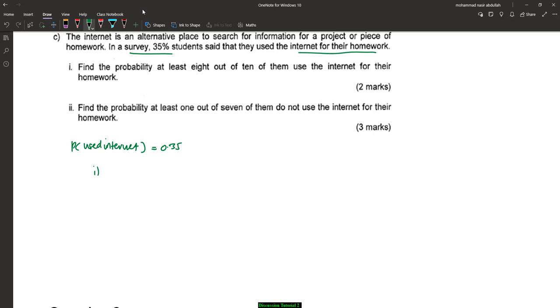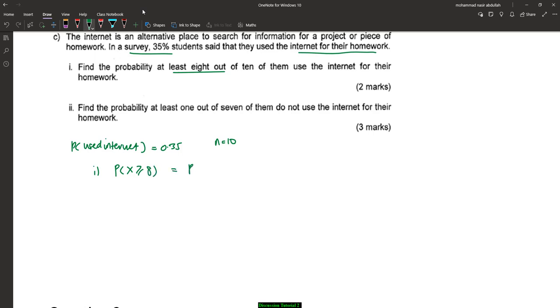So number 1, find the probability that at least 8 out of 10. So our n is equal to 10. This is a binomial distribution problem, right? Because use internet, not use internet, we have 2 outcomes. We have n equal to 10 replications, and each replication is independent, and we have a probability of success. So this is a binomial distribution. So we want to find the probability of at least, x is more than or equal to 8.